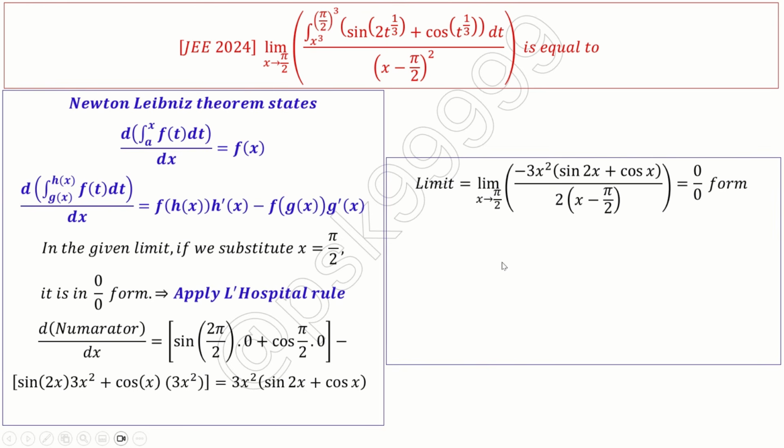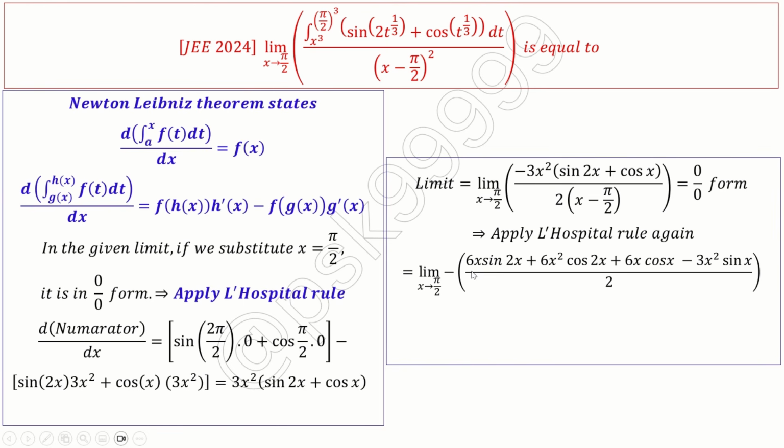So you apply L'Hospital's rule again and differentiate the numerator and denominator. Minus I have taken out, so this will become 3x square sin 2x. That is nothing but, if I differentiate, 6x sin 2x plus 6x square cos 2x. Then 3x square cos x will become 6x cos x minus 3x square sin x, divided by the differentiation of this one, which is 2.